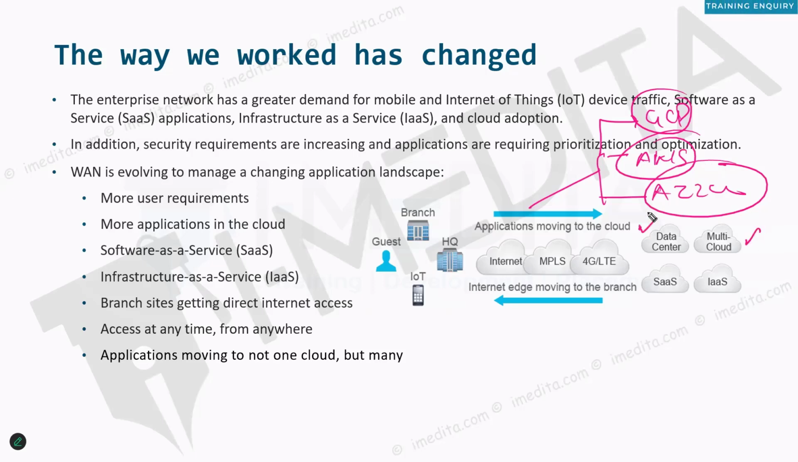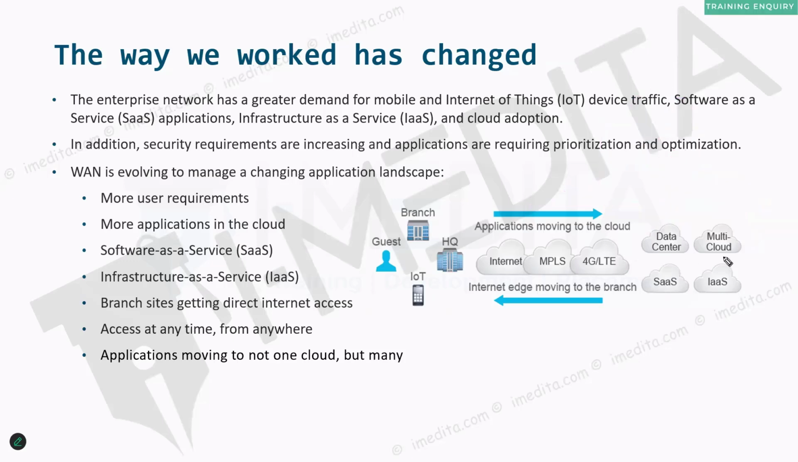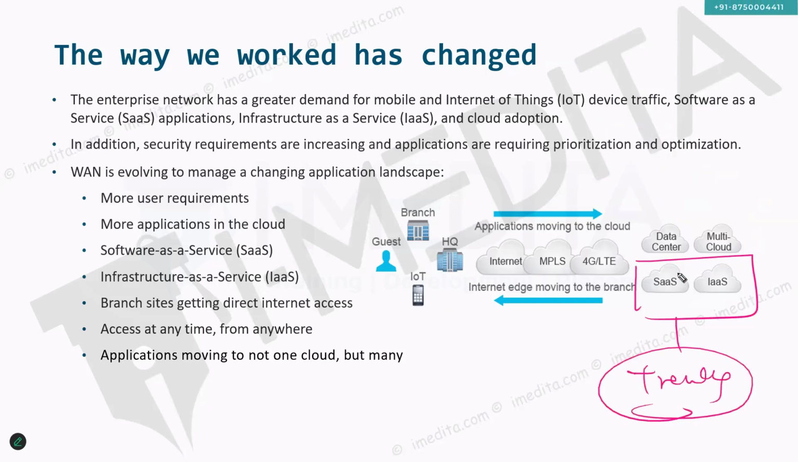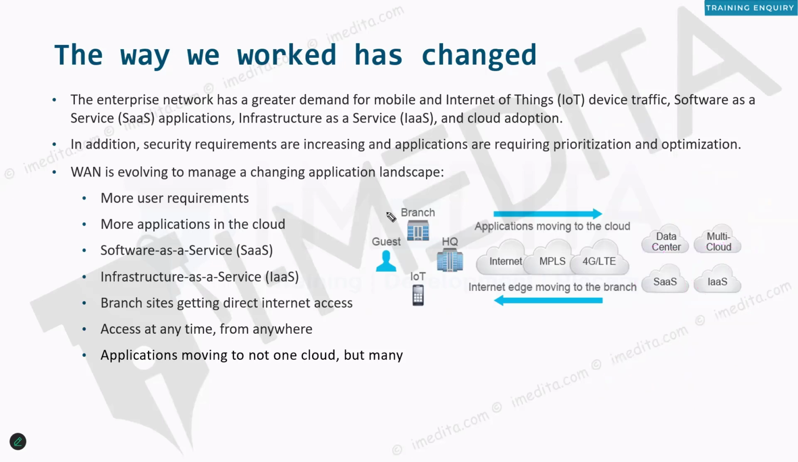Companies have their own data center also. So in that data center, they might be running some business critical applications. But for other general applications, they might use the public cloud services provided by AWS, Azure, GCP, or any other cloud service provider. SaaS, software as a service, infra as a service, these are very popular trends nowadays. Software is moving to the cloud, infra is moving to the cloud.